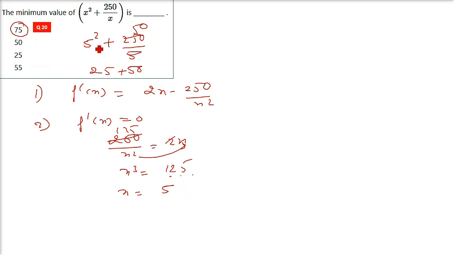But if you assume that this is not an MCQ question, and it has come in your actual 2 or 4 marks question weightage, then you have to double differentiate this. We need to double differentiate this equation, and when we double differentiate, we have to see that you are going to get a positive value. A positive value will indicate that you are dealing with the minimum value of x square plus 250 by x.